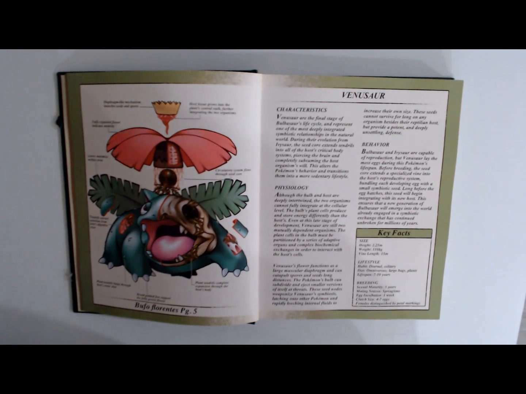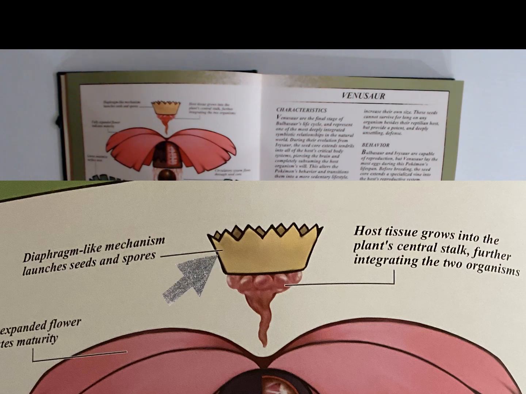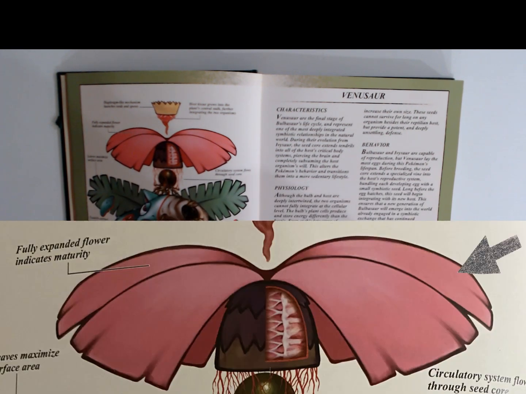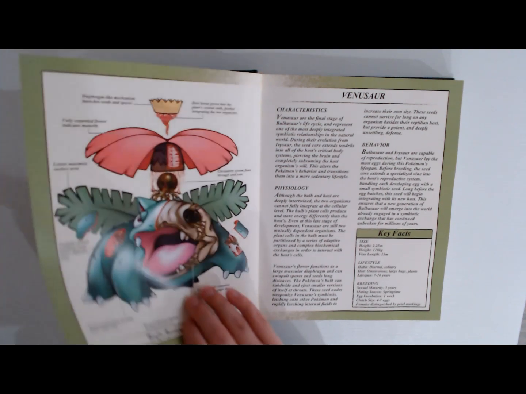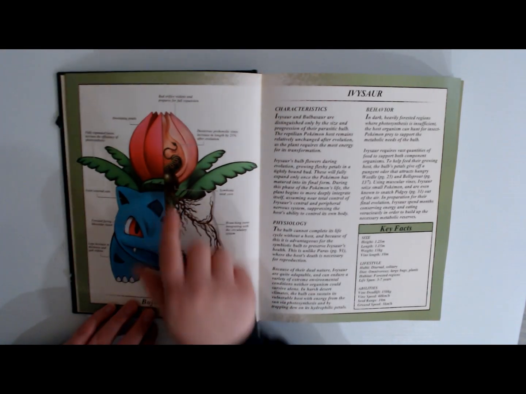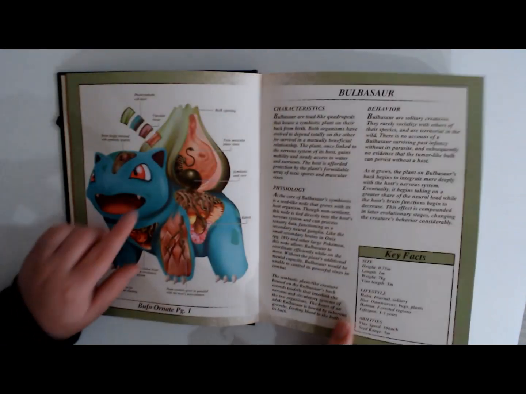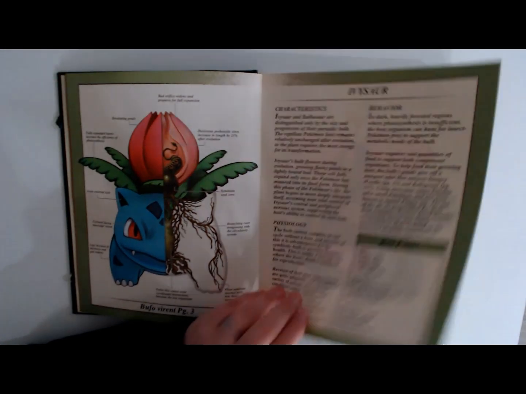Starting at the top, the crown pictured here is a diaphragm-like mechanism that launches seeds and spores. Right below it, host tissue grows into the plant's central stalk, further integrating the two organisms. These beautiful, gorgeous pink petals, a fully expanded flower, indicate maturity, because as we remember from a few pages back, both of the Ivysaur and Bulbasaur's bulbs are closed.